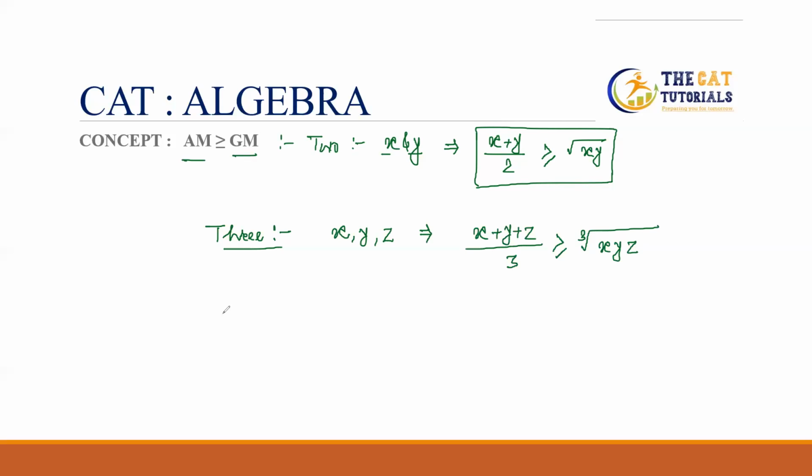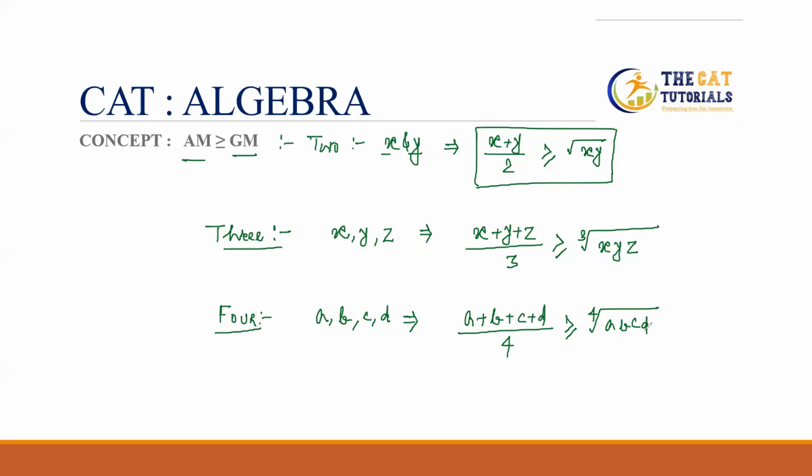Similarly, on the basis of this, we can understand this rule for four quantities. Suppose we have four variables. The first one is A, the second one is B, the third one is C, and the fourth one is D. When we take the arithmetic mean of this, it is the sum of all, A plus B plus C plus D, divided by 4. It will give you the arithmetic mean, and here you have to take the geometric mean. For getting the geometric mean, we have to take the fourth root of the product. The product is how much? ABCD.